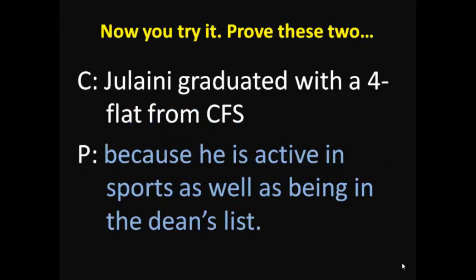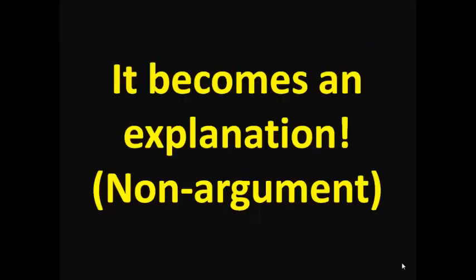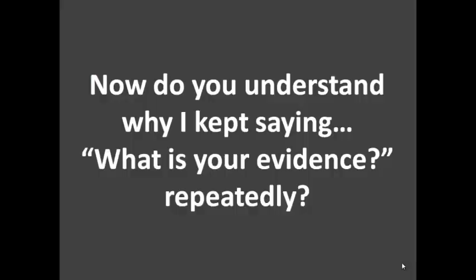Let's say Julaini graduated with a 4 flat from CFS and that is a factual statement, but you use reason to support this: because he is active in sports as well as being in the Dean's List. Here the premise only explains why you think that Julaini got 4 flat. It does not prove that Julaini got 4 flat. So this becomes a what? It becomes an explanation, which is a non-argument.